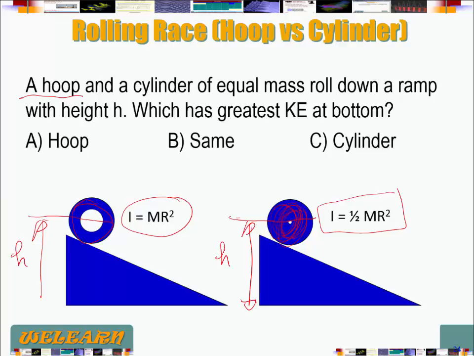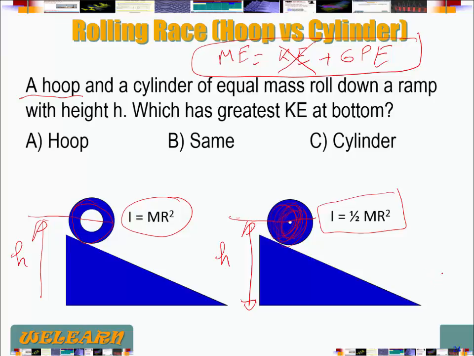The key here is conservation of energy. What's their mechanical energy at the beginning? Mechanical energy is going to be kinetic energy plus potential energy. Since initially both of them are not moving or rotating, the kinetic energy is 0. And their mechanical energy is just the gravitational potential energy.